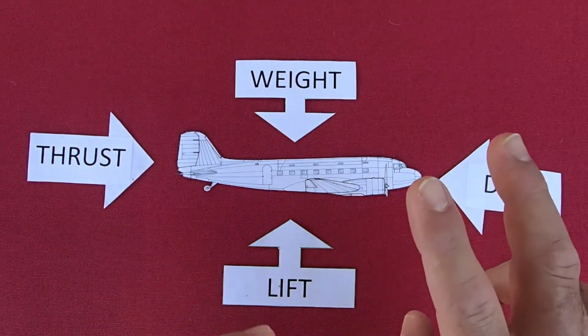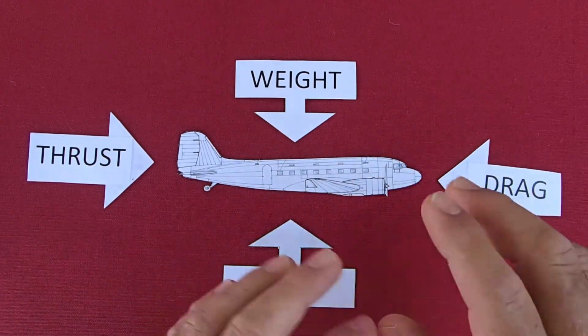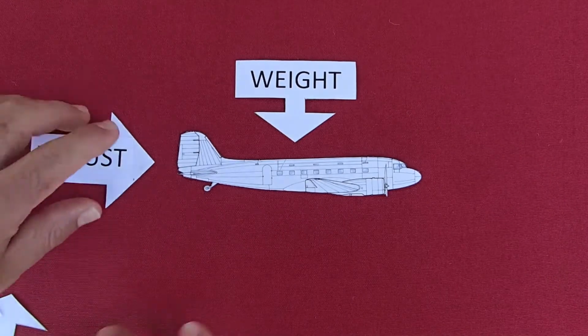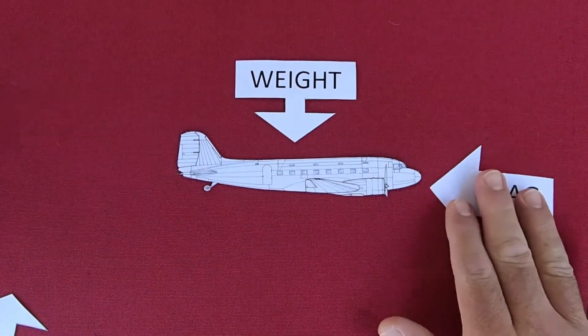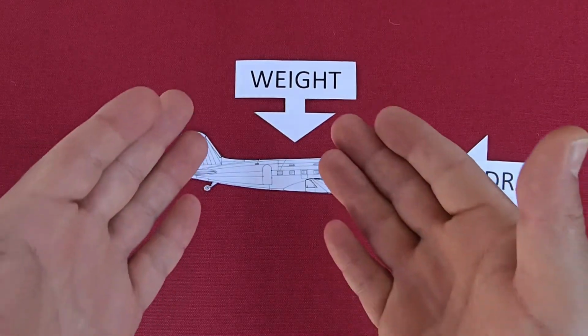First, we're going to look at two forces that try to keep the plane from flying, try to keep the plane on the ground, and that would be weight and drag. We'll start with a simple one, weight.